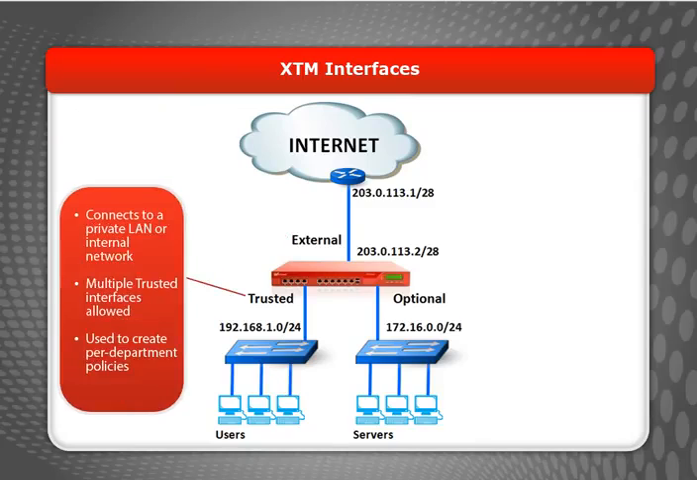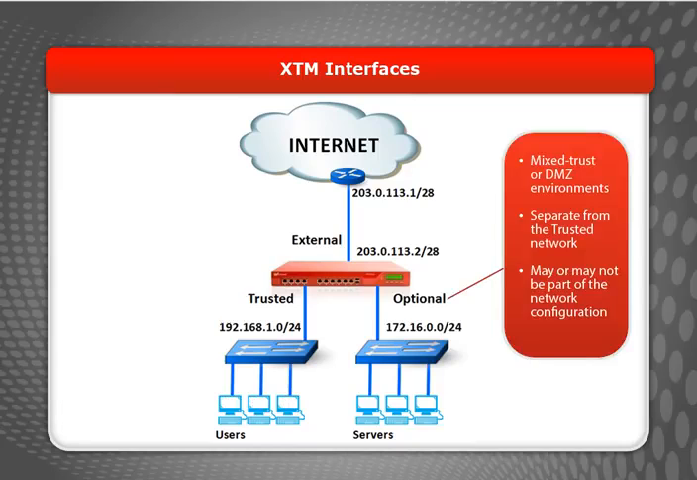A trusted interface connects to your company's private LAN or internal network. Just like with the external interface, you can have multiple trusted interfaces, which can help you set up per-department policies. For example, you might set up a trusted interface for your HR network, one for your executive network, another for your IT staff, and so on.